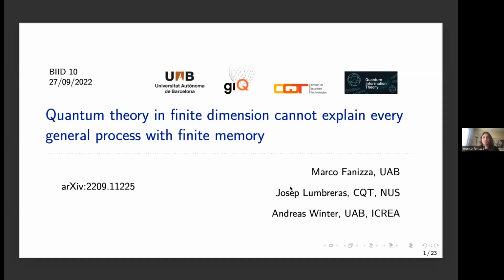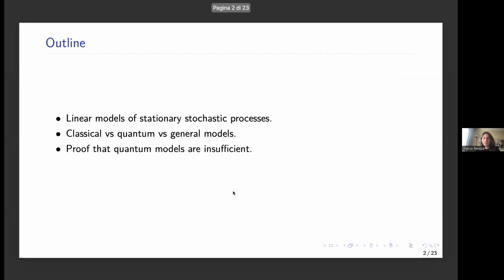Yes. So this is joint work with Joseph Umbreras at CQT in the US and Andreas Winter. We are both at UAB, and we just put the preprint on arXiv. So what we study in this paper are linear models of stationary stochastic processes.